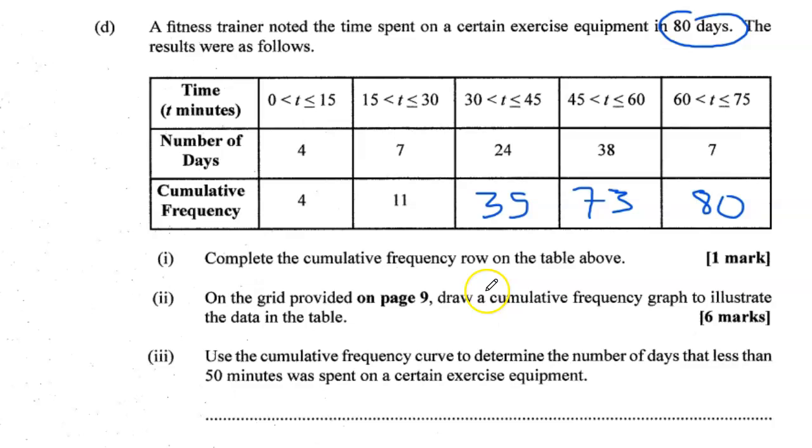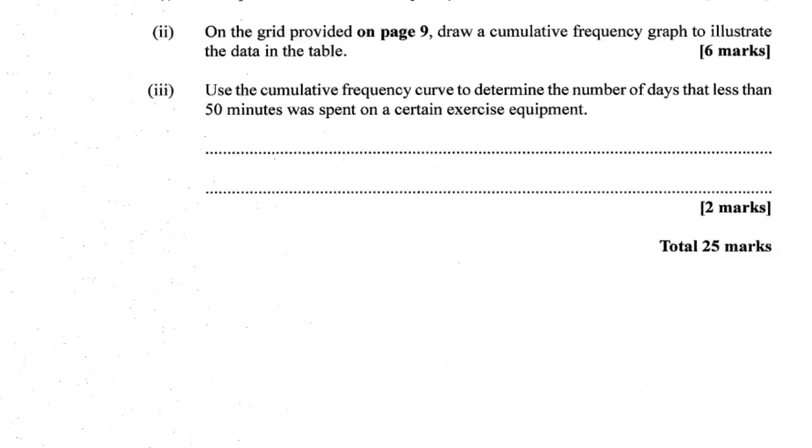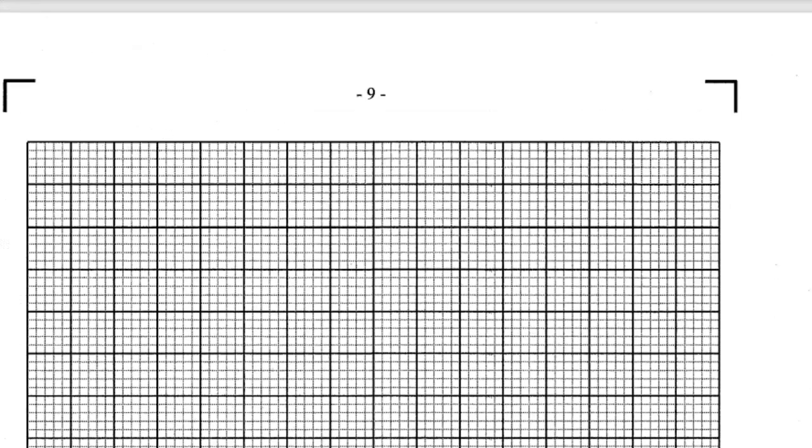On the grid provided on page 9, draw a cumulative frequency curve to illustrate the data in the table. So cumulative frequency will go on the y-axis, and it goes up to 80, and time will go on the x-axis. Time goes up to 75. Let's do the graph quickly. We're not given a scale, so we'll have to choose a suitable scale to get 80 on both axes.